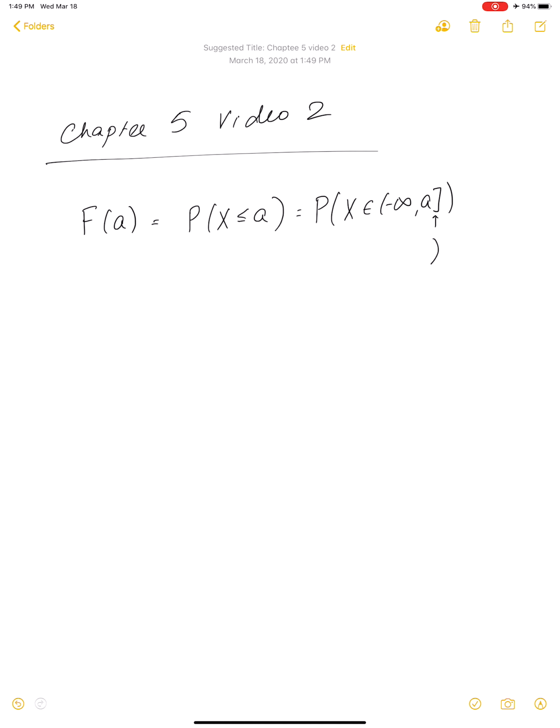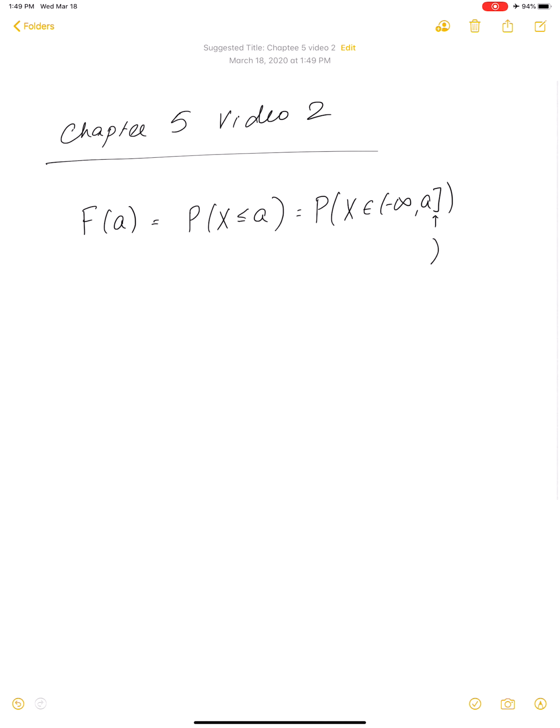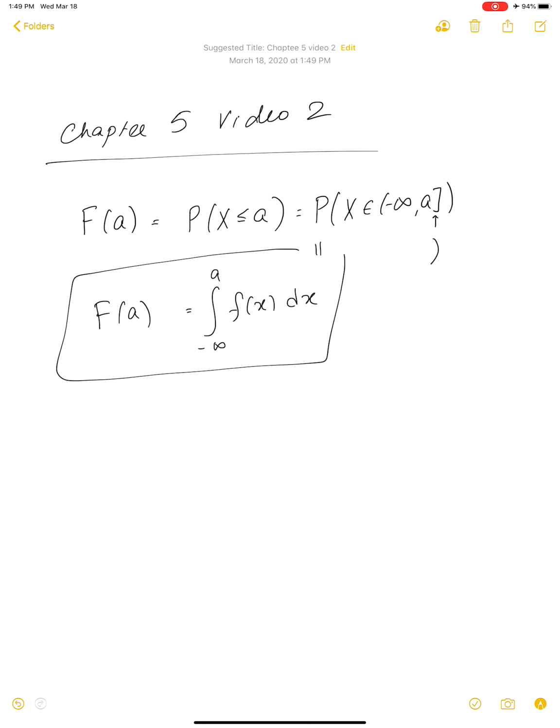And also now for a continuous random variable, what do you have this equaling? This equals the integral from minus infinity to a of the probability density function of the random variable. So F of a equals the integral from minus infinity to a of f of x dx, where little f is the probability density function. Stare at that for a moment and ask yourself, what does that remind you of?